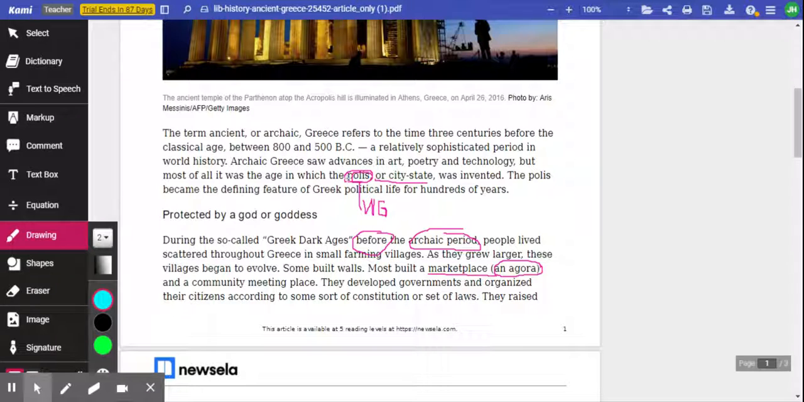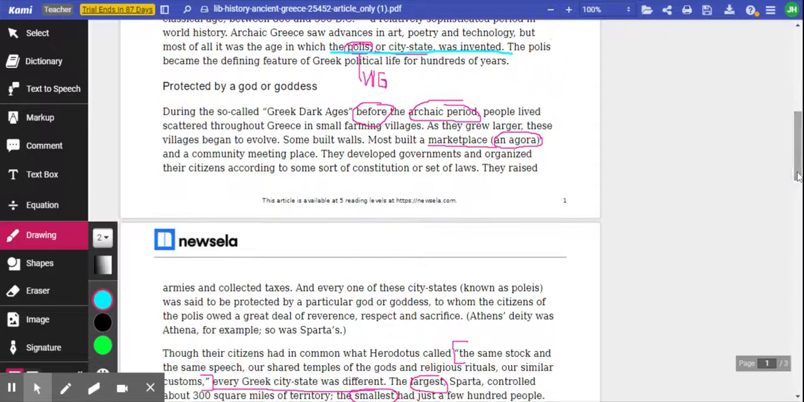All right, so I'm going to pause here and I'm going to mark the idea that the city-state was invented, because a lot of the way that they have set up their society here in Greece is the foundation for how we have continued and developed as a society today. So I'm going to consider that a supporting detail to the idea that Greece is the foundation of Western society. The polis became the defining feature of Greek political life for hundreds of years, protected by a god or goddess.